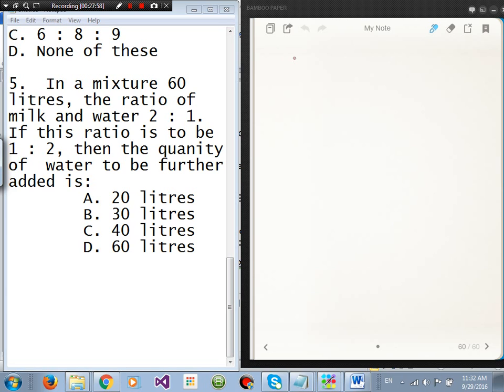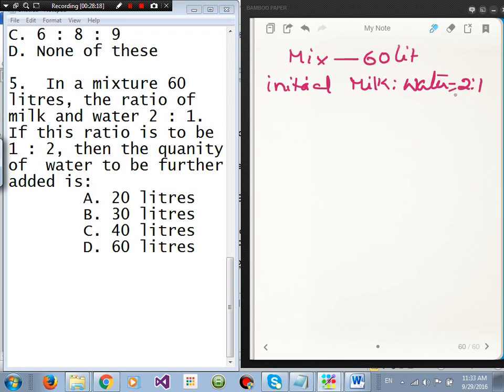The total mixture quantity is 60 liters. Initial stage is milk to water, milk is to water is equal to 2 is to 1. That means 3 parts are equal to 60. 2 parts are equal to how much? 2 by 3 into 60, that is 40 liters milk and 20 liters water.